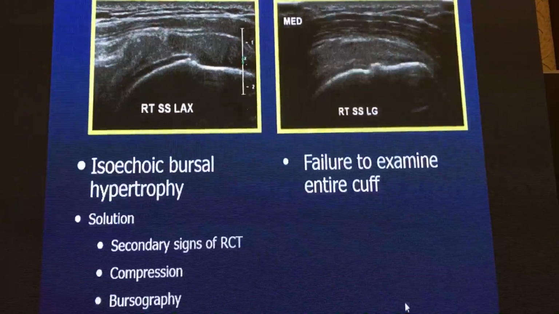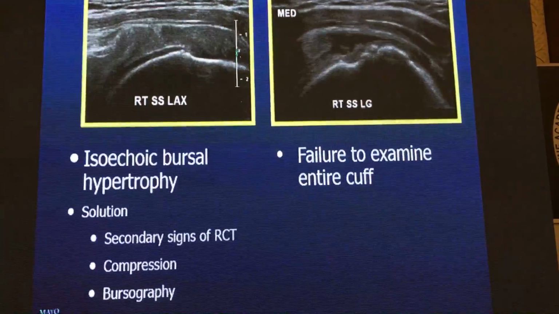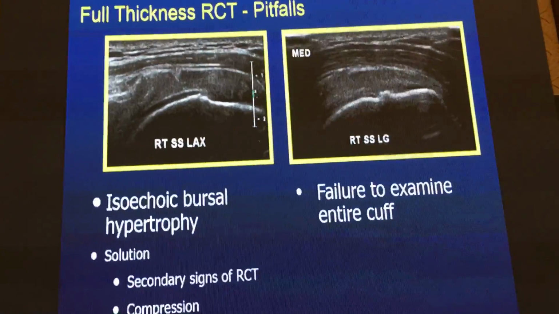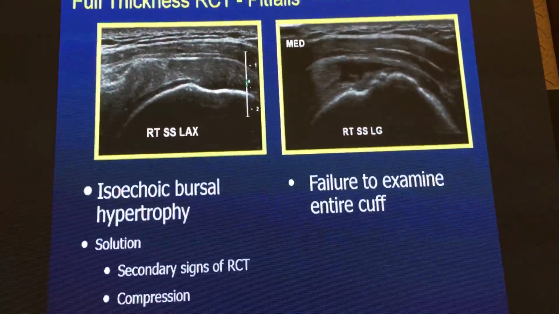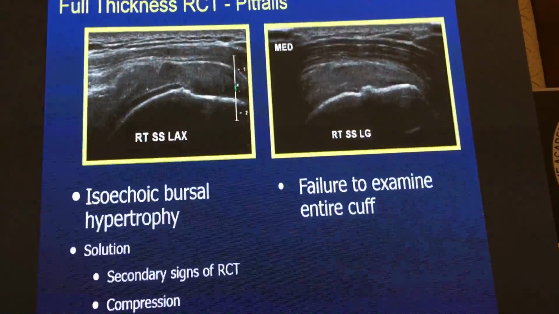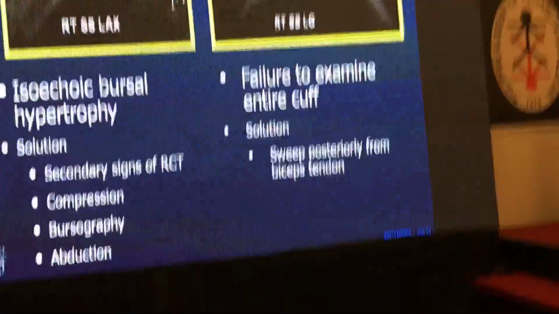Make sure that you scan the entire thing. Don't just look at one area and think that you have diagnosed the problem. Make sure you look at the entire thing, so that you're not the person who missed that big full thickness tear.